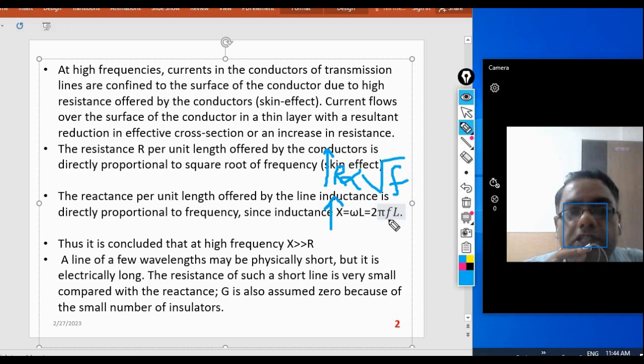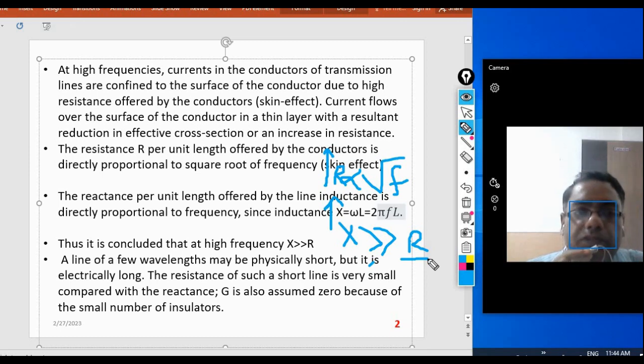But since X is proportional to f and R is proportional to the square root of f, effectively X is much greater than R. So the reactance is much greater than the resistance per unit length. This can be concluded at high frequency. With this approximation, we can take R to be close to 0. That means no loss, so we can consider it a perfectly lossless line. G is also responsible for introducing loss, but G is very small and can also be considered to be negligible.